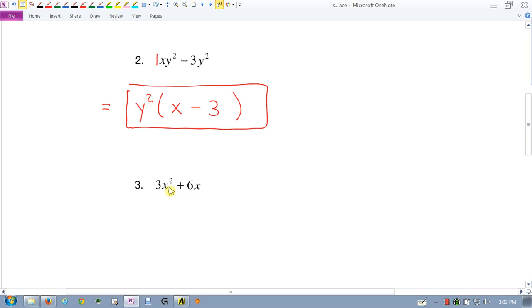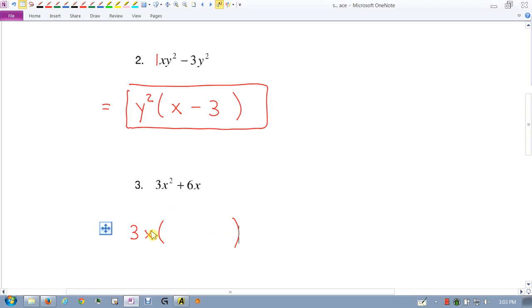Next one. Start with numbers. Are there any numbers that I have in common? 3 goes into both 3 and 6, so we're going to pull a 3 out. And x, I have 2 factors of x here and 1 factor of x here. So you can only pull out what they have in common. They both have 1 x, but they both don't have 2 factors of x. So I can pull a single x out, and then I close it off, and I go ahead and come up with space for 2.